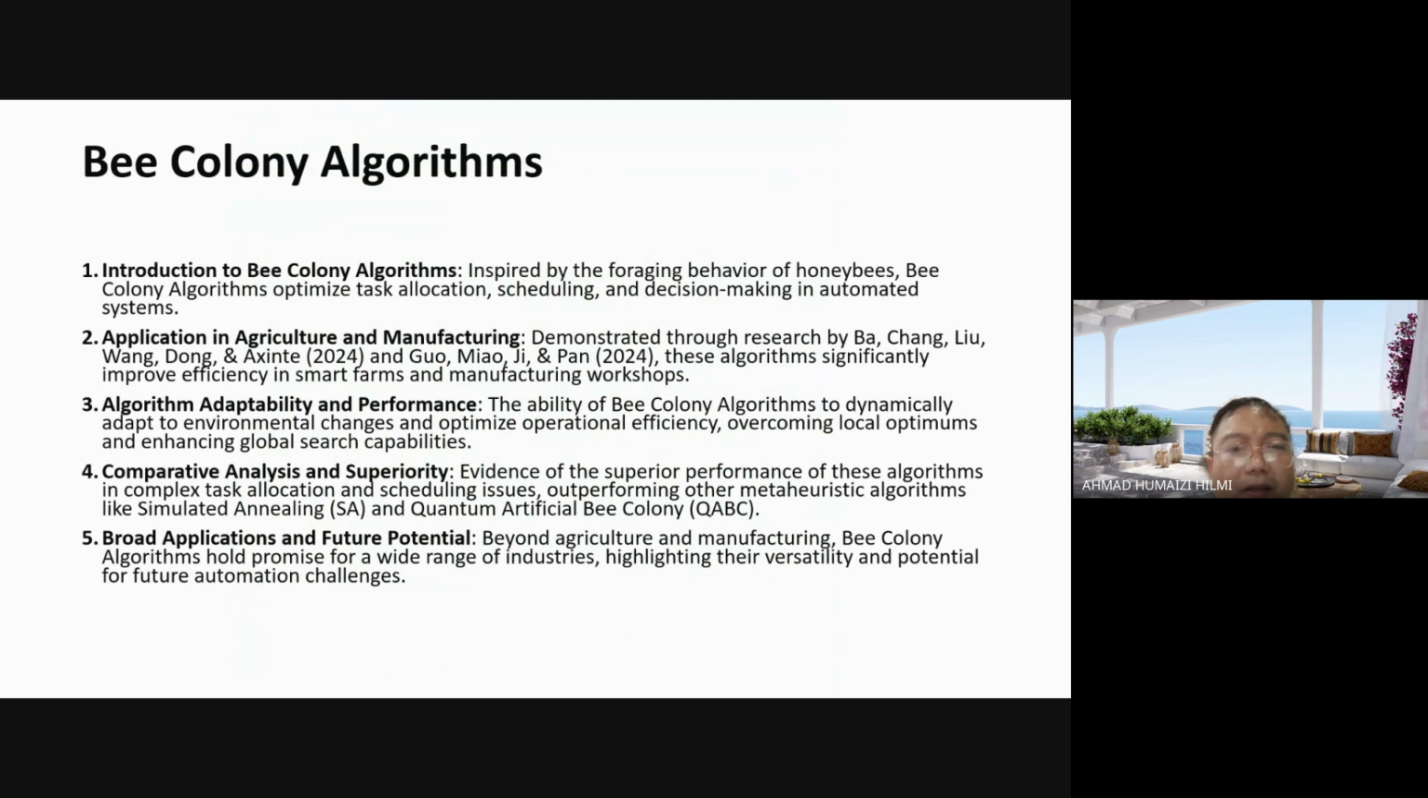Okay, on adaptability, the bee colony algorithm can dynamically adapt to environmental change and optimize operational efficiency, overcoming local optima and enhancing global search capabilities. There is evidence of its superior performance in complex task allocation and scheduling issues, outperforming other metaheuristic algorithms like simulated annealing and quantum artificial bee colony. Its broad application and future potential go beyond agriculture.